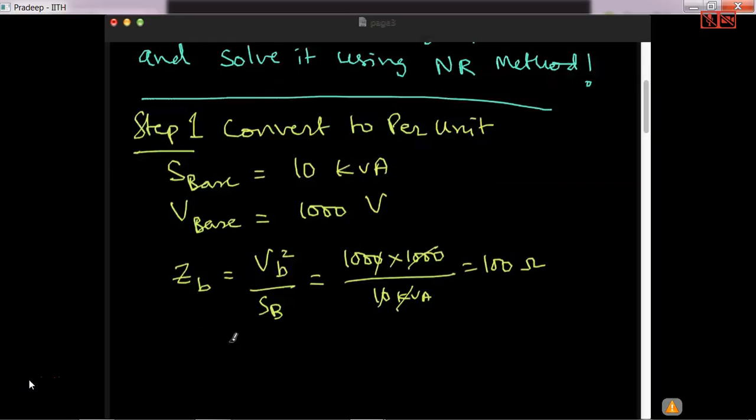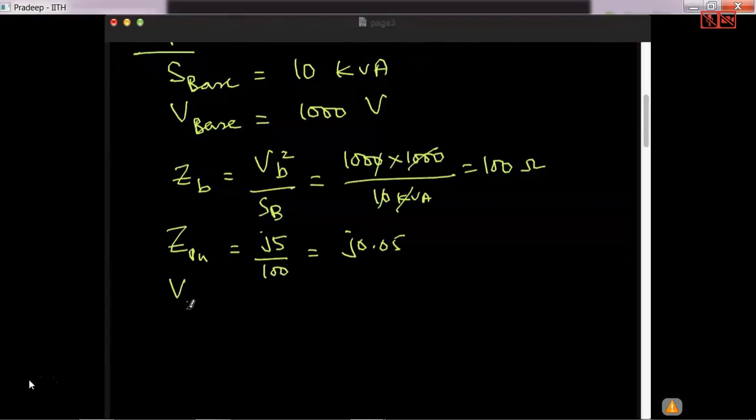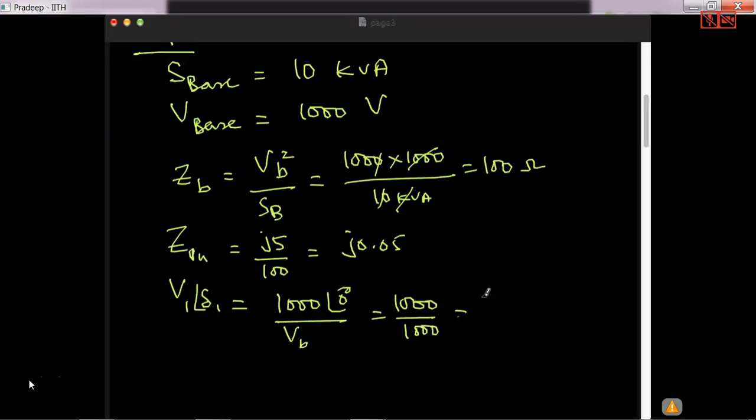So therefore, my Z per unit for the line is nothing but J5 divided by 100. So I'll get J 0.05. So V1 delta 1 is equal to 1000 angle 0 degrees divided by V base. That is 1000 by 1000. So that is 1 per unit.